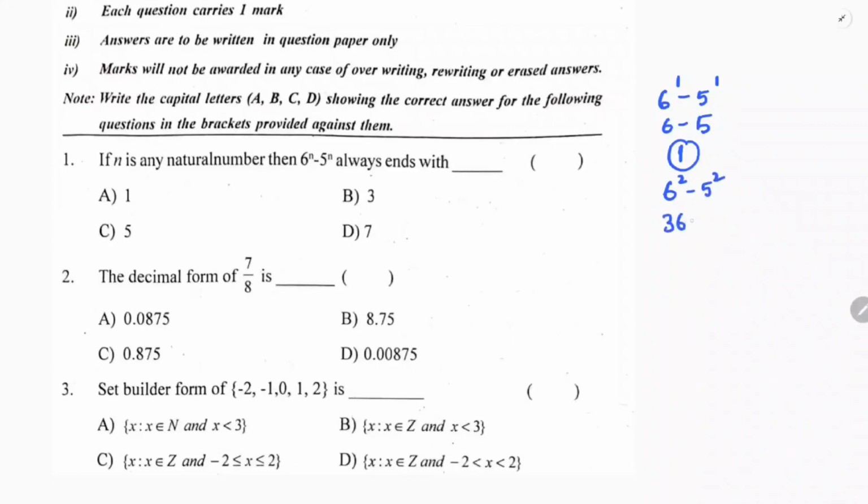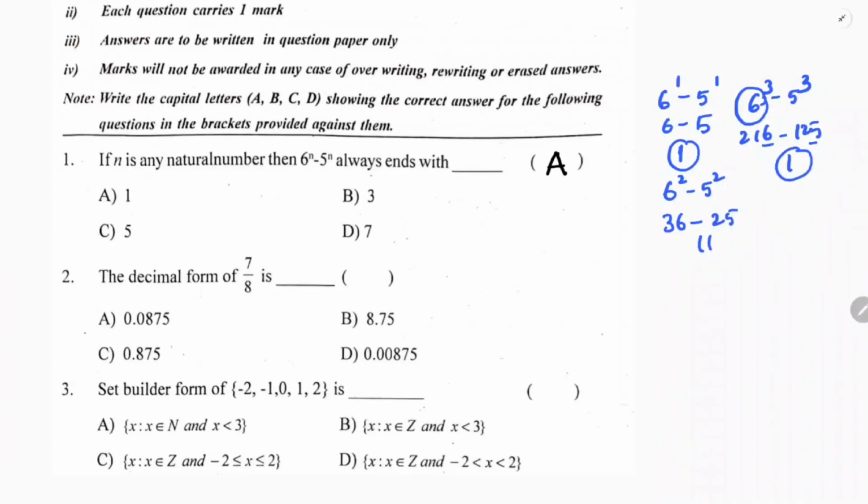6 square is 36 and 5 square is 25. So 36 minus 25 is 11. You can try one more, 6 cube minus 5 cube. Here 6 power anything always ends with 6 and 5 power anything always ends with 5. So the last digit will always be 1. So here the correct option is A.